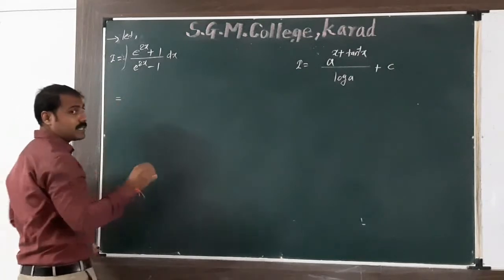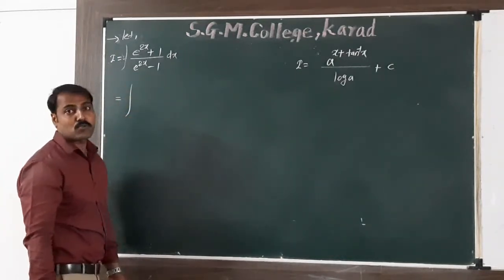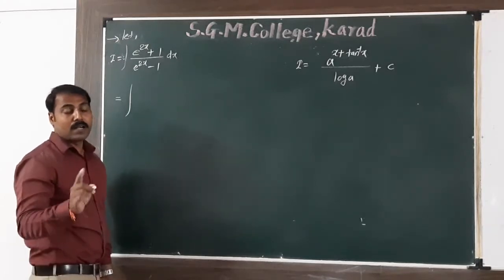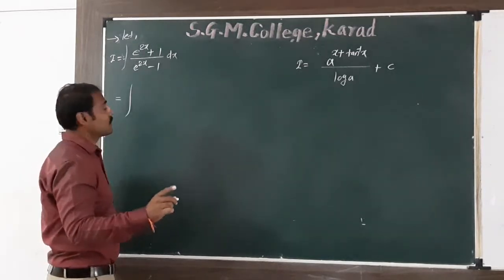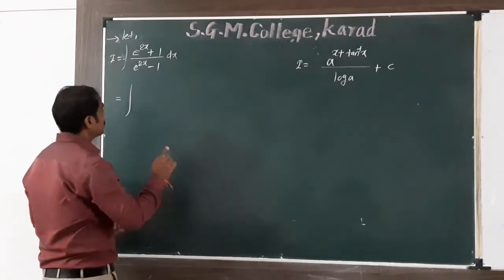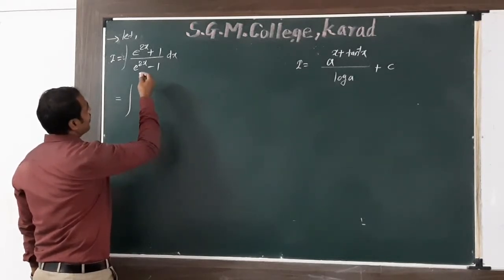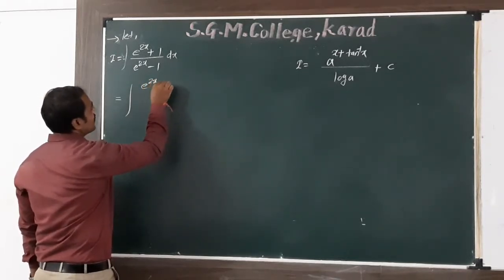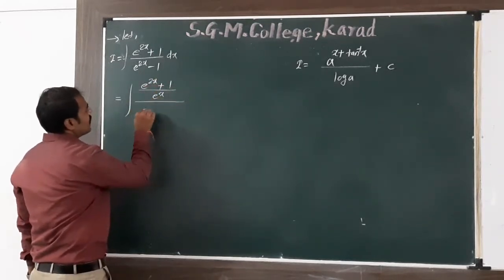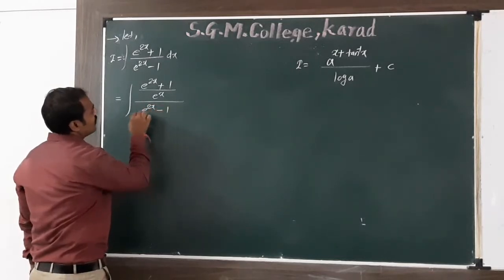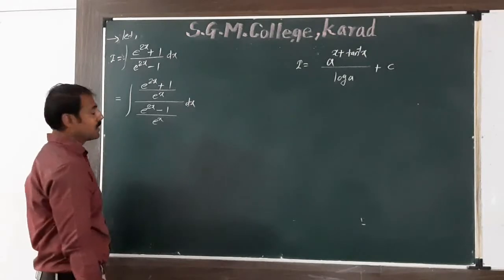Remember this step. Multiply numerator and denominator by e raised to minus x, or divide numerator and denominator by e raised to x. After that step, you have solved the example. So, I can multiply or divide by e raised to x. So it becomes e raised to 2x plus 1 divided by e raised to x, over e raised to 2x minus 1 divided by e raised to x. I divide numerator and denominator by e raised to x.